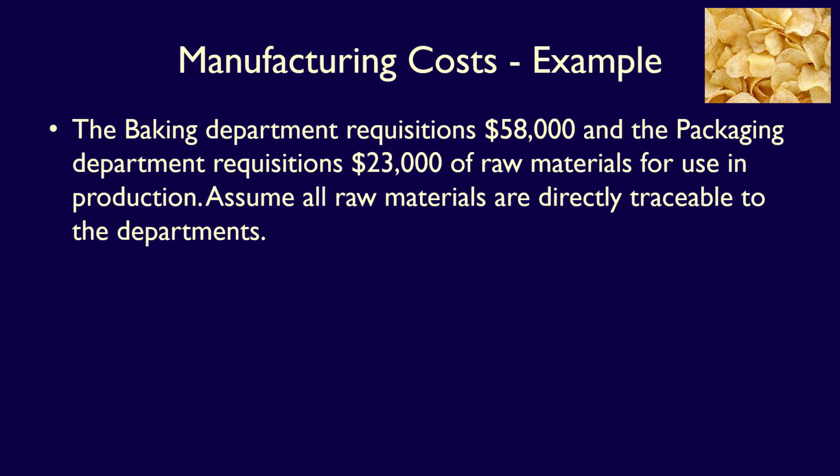The baking department requisitions $58,000 and the packaging department requisitions $23,000 of raw materials for use in production. Assume all raw materials are directly traceable to the departments. Note that for both departments, the raw materials are added at the beginning of the production process. However, it is possible that raw materials are added at different points in the production process for other manufacturing companies.